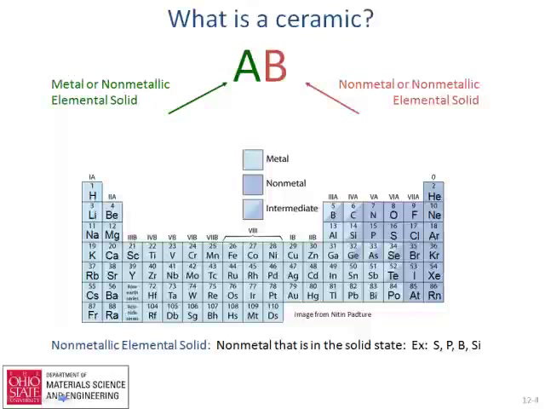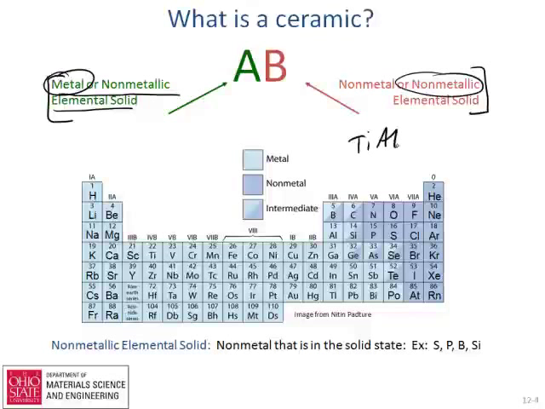So, first of all, what is a ceramic? Basic definition, it's a mixture of a metal or non-metal element and a non-metal or non-metallic elemental solid. So you've got one that is at least metal and one that is basically non-metal. For example, if you said TiAl is a compound, and it is a compound, would that be a ceramic? I'll give you a second to think. That one is not, because they're both metal.